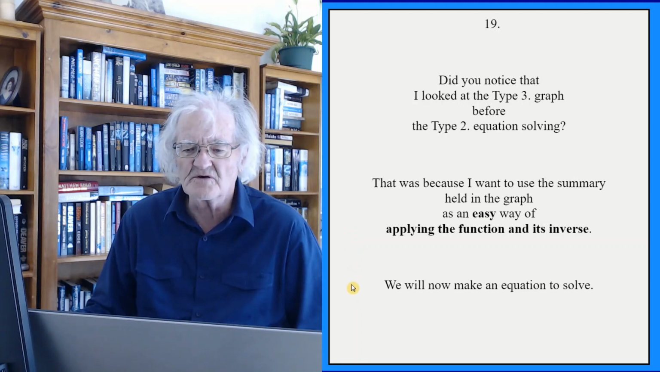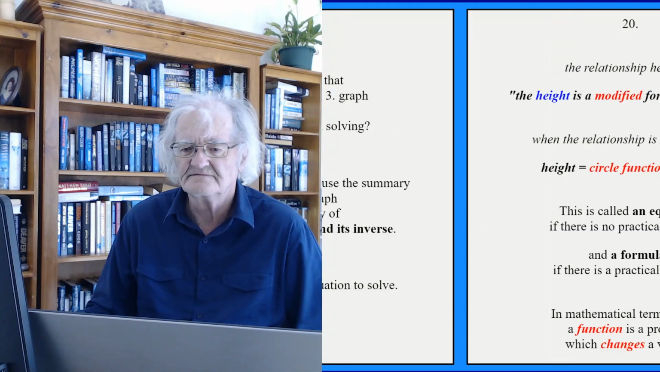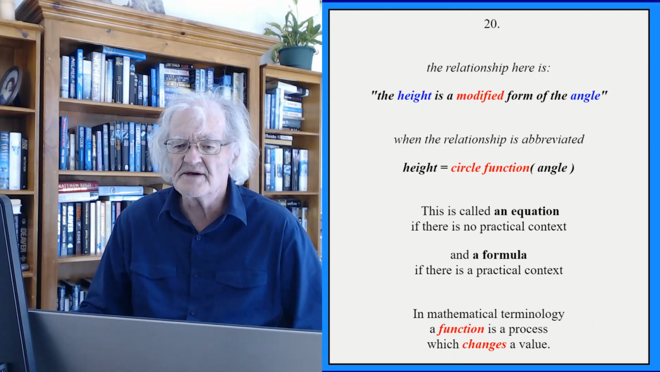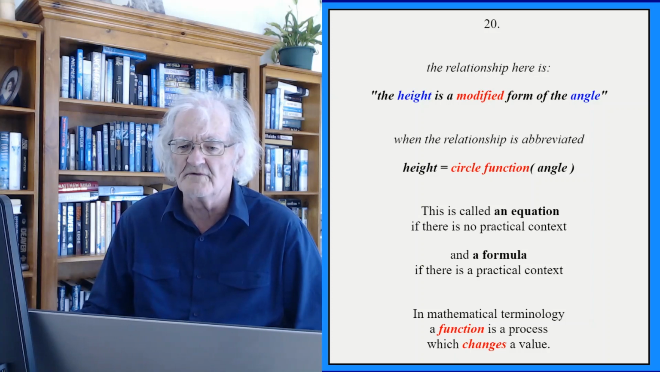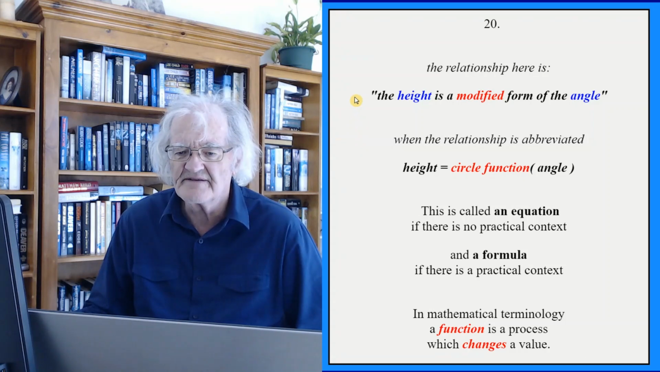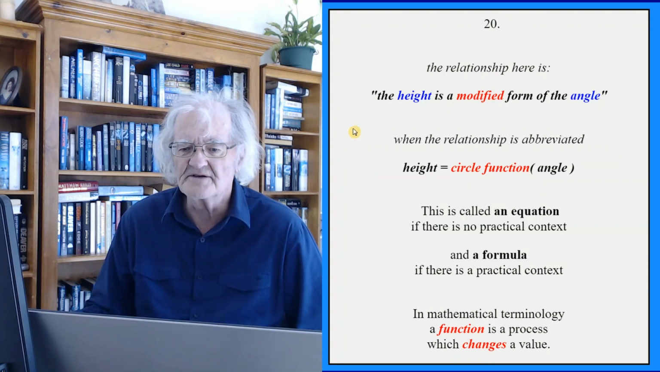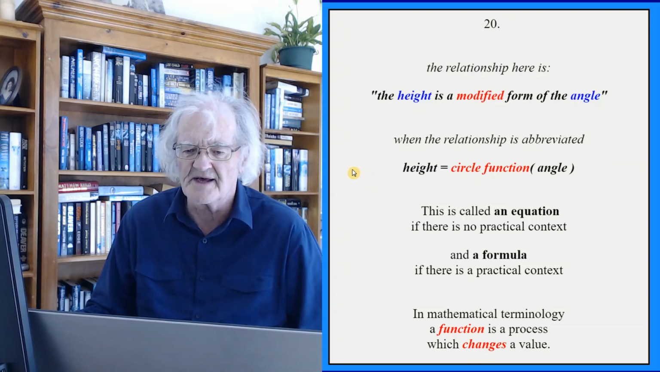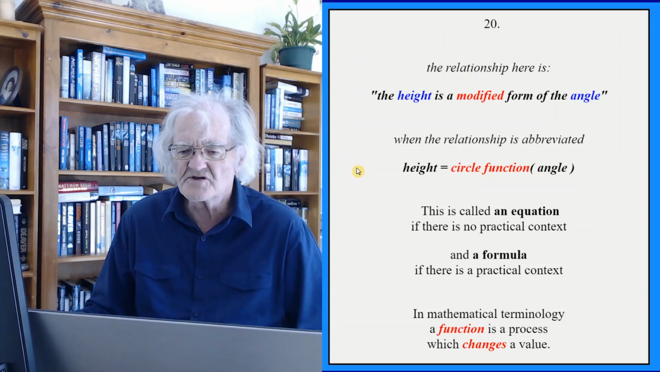We'll now make an equation to solve. The relationship here is the height is a modified form of the angle. When the relationship is abbreviated, this can be written as that. Notice I've kept the words. In mathematics, it would be abbreviated more dramatically. Now, this is called an equation if there's no practical context. And it's a formula when there is a practical context.